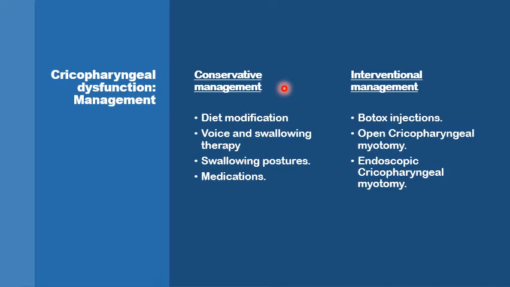Conservative management would be through diet modification, voice and swallowing retraining, swallowing postures, and in few cases some trial of medications, while the interventional management would entail things like Botox injection, open or endoscopic cricopharyngeus myotomies.